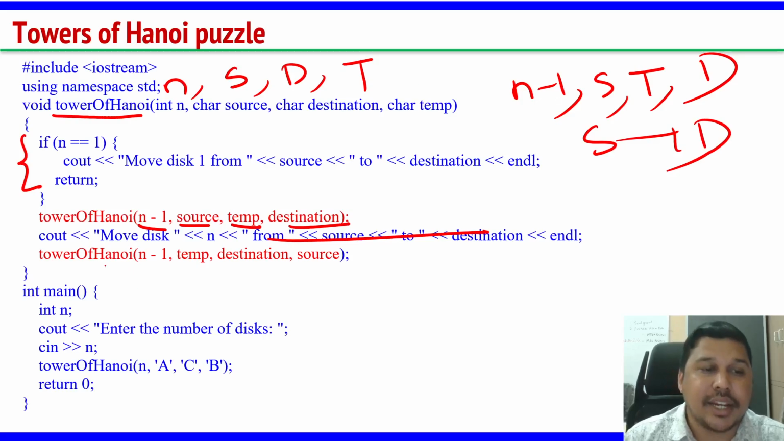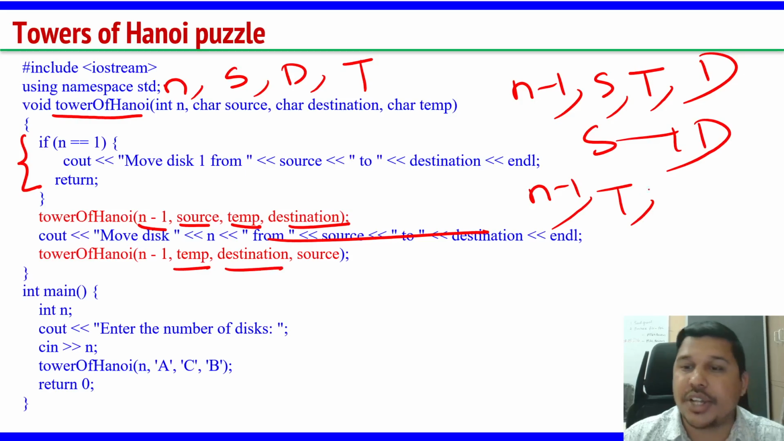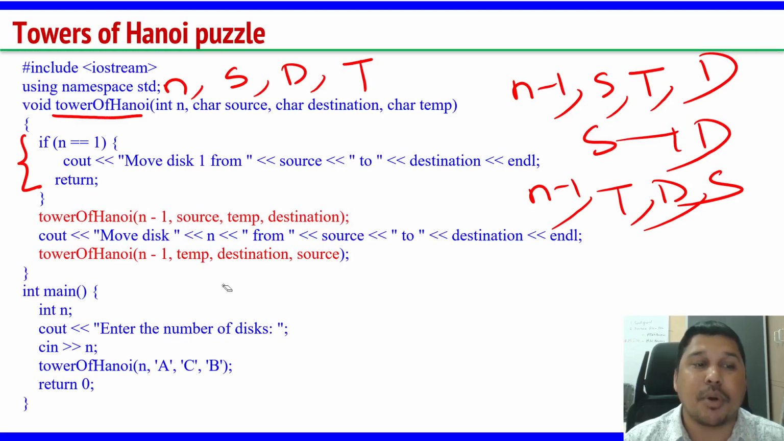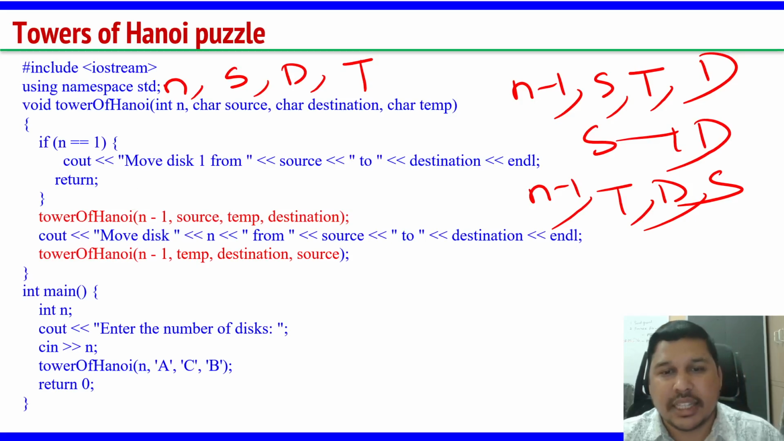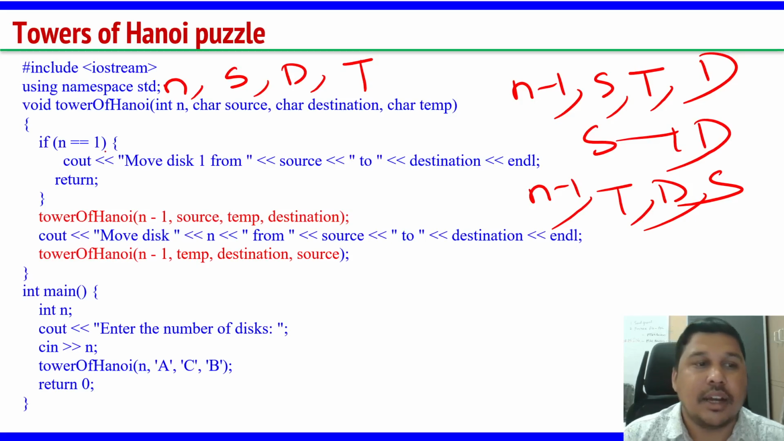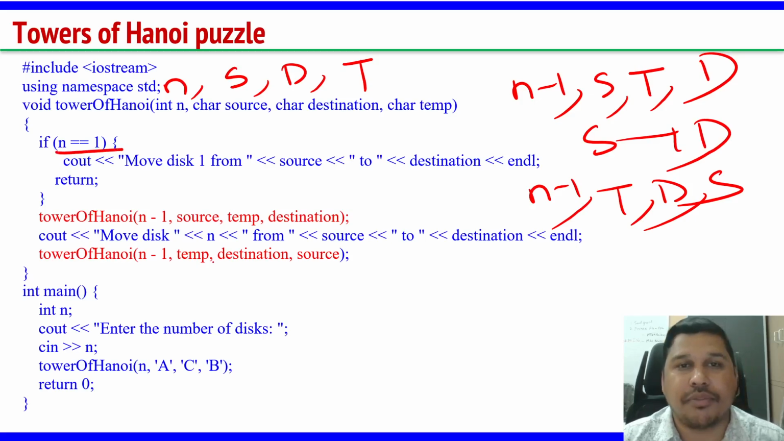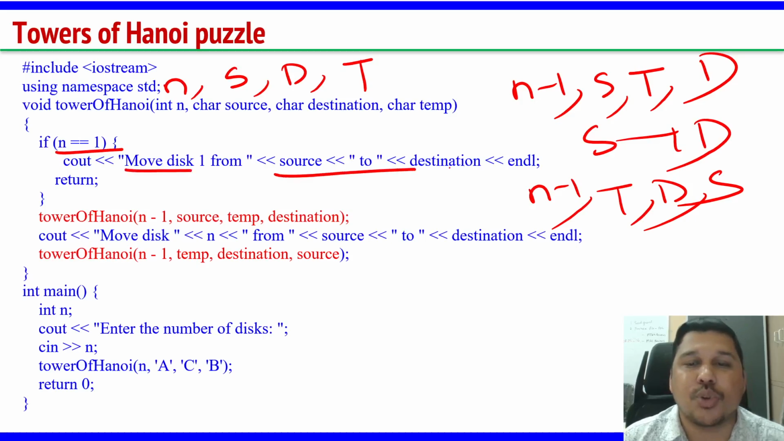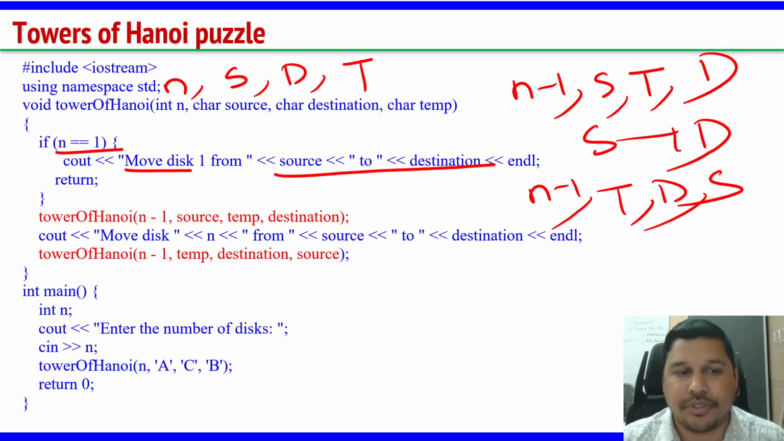After that, again I call the same function Tower of Hanoi. The remaining n minus 1, move from temporary to destination using source. So I am calling this function recursively. This is the logic for finding out how many moves there are. See, what is the exit case? If n becomes 1, move disk 1 from source to destination directly. If there is only one item, move it directly from source to destination, right?